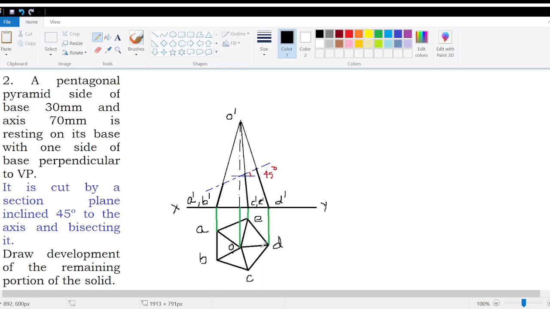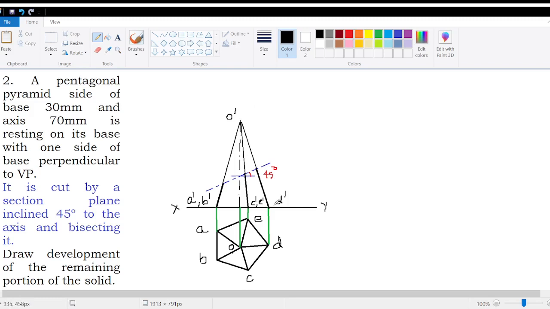In the case of a square pyramid, which is the earlier problem, we have seen that none of the slant edges in the plan was parallel to the XY line. So we were forced to rotate one of the slant edges and make it parallel to the XY line and find the true slant edge. So in this case, since OD is parallel to the XY line, O dash D dash will give the corresponding true length.